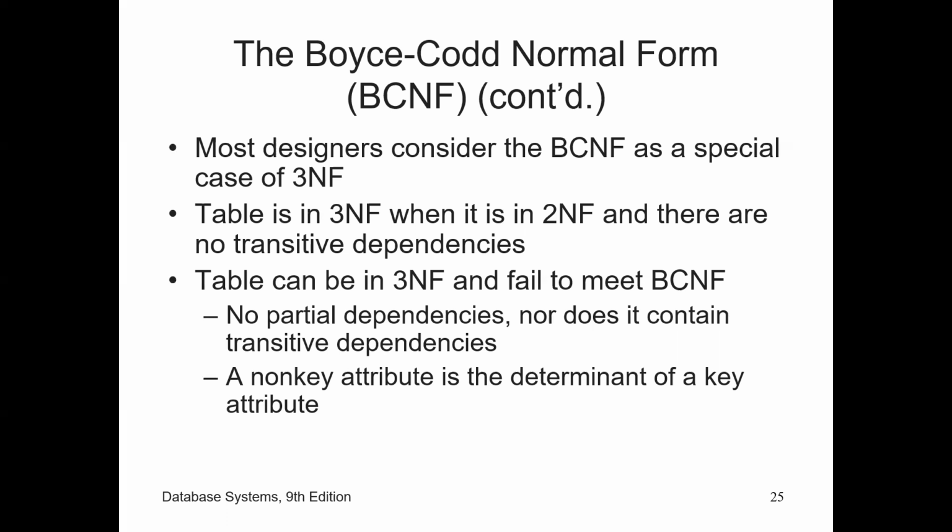But what about a case in which a non-key attribute is the determinant of a primary key attribute? That condition does not violate the third normal form. Yet it fails to meet the Boyce-Codd normal form requirements, because Boyce-Codd normal form requires that every determinant in the table be a candidate key.